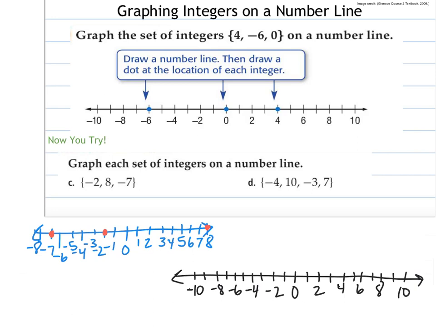All right. Plotting them, the first one, negative 4, so we start at 0, 4 to the left, 1, 2, 3, 4. 10, starting at 0, going to the right, 10. So positives are always to the right, negative is always to the left of 0. So negative 3 we've got right here, and then the last one, 7, right there in between the 6 and the 8.